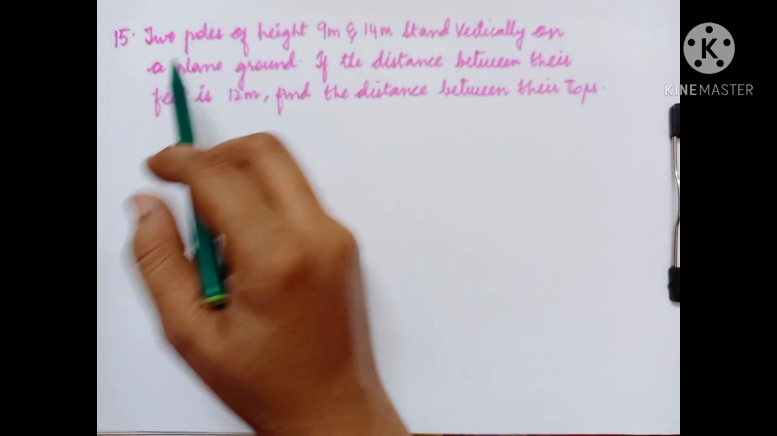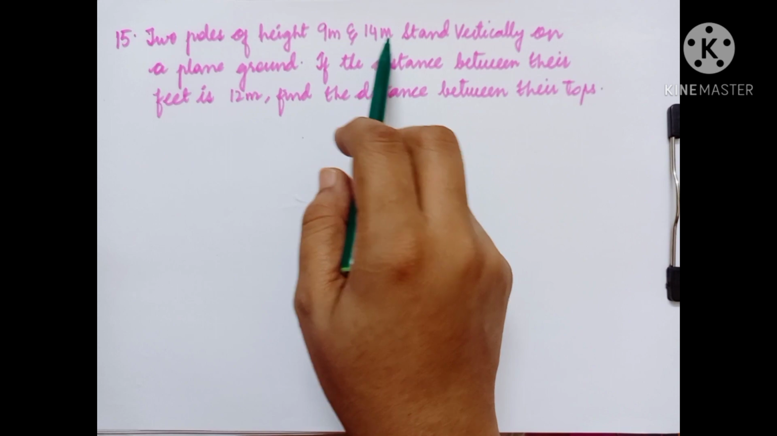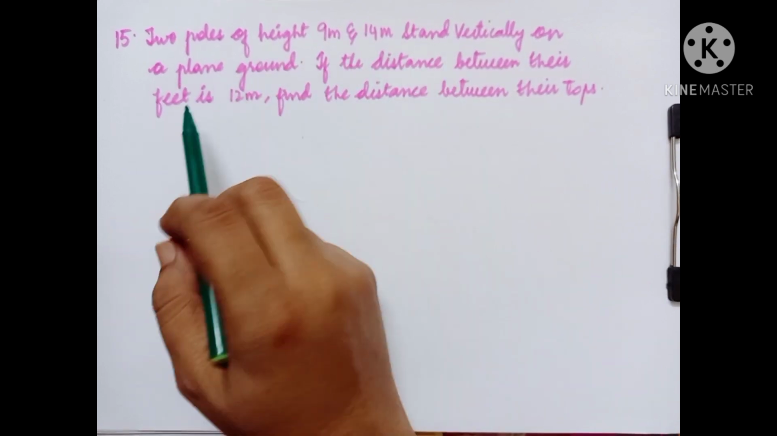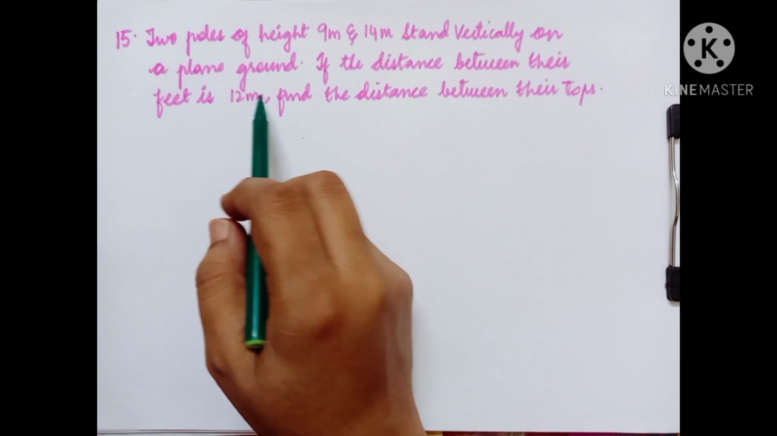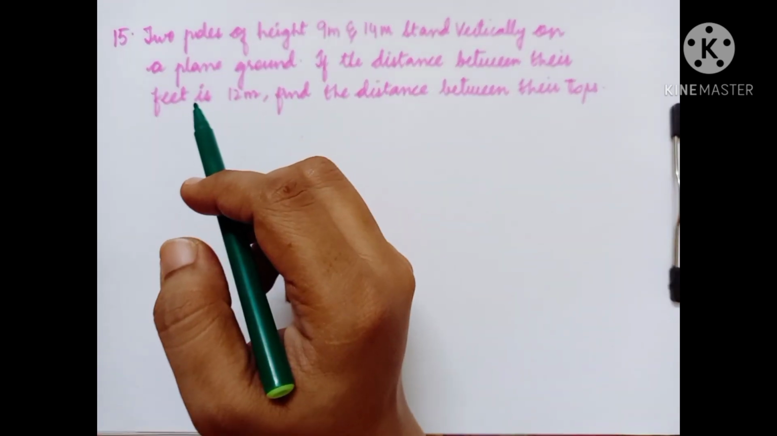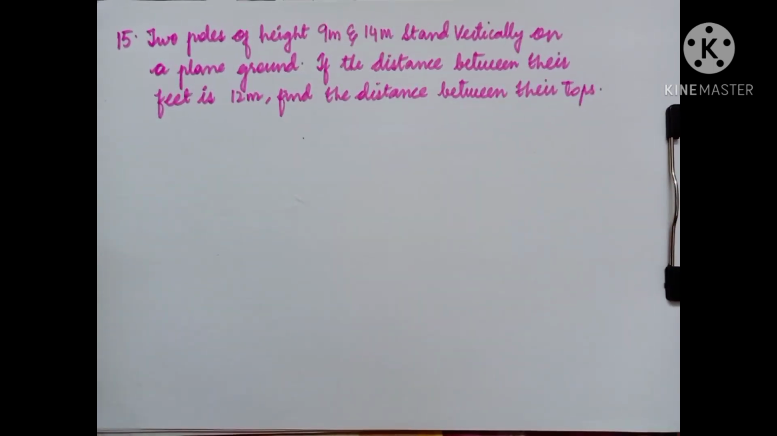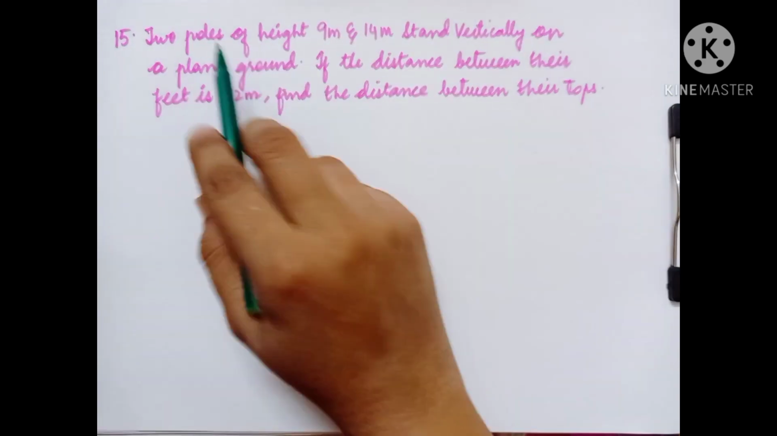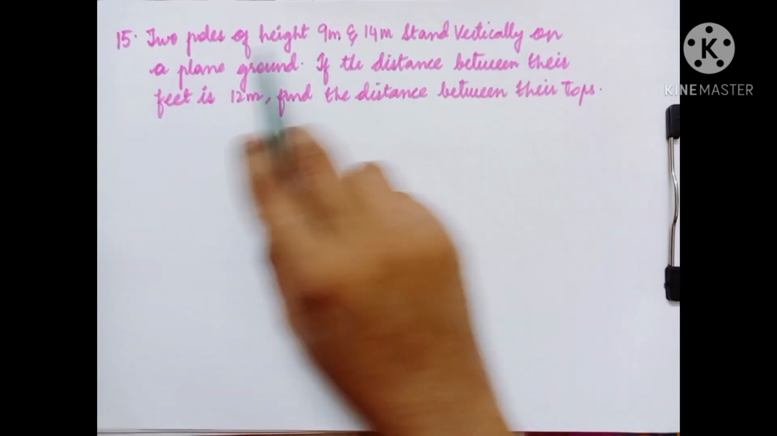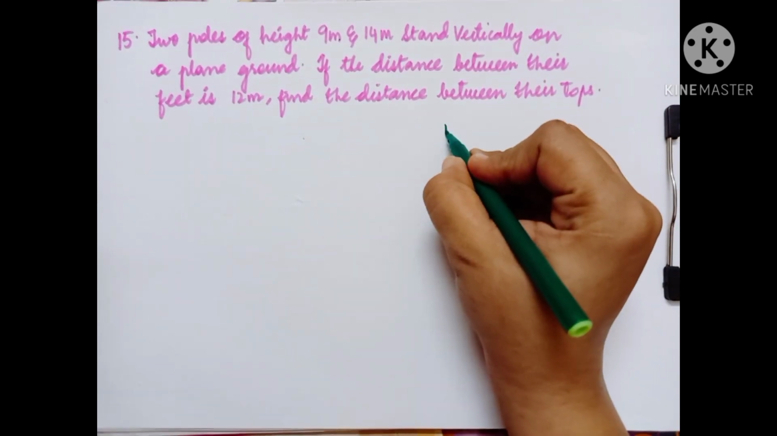The next question is: two poles of height 9 meters and 14 meters stand vertically on a plain ground. If the distance between their feet is 12 meters, find the distance between their tops. Just by understanding the problem, first of all you need to make one figure, right? Two poles of height 9 meters and 14 meters stand vertically on a plain ground. So let us first draw two poles.